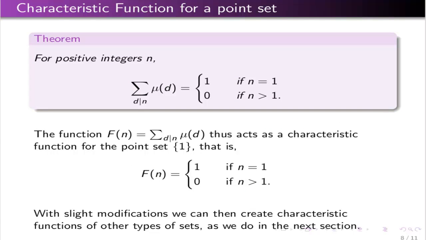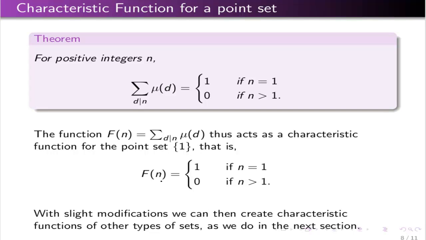Okay, now, having formally defined the mu function, we now have to come back to the beginning and prove that the characteristic function we were looking for is really a valid theorem here. So we claim for any positive integer n, if I sum over the divisors of n of mu of d, this will come out to be 1 when n is 1, and 0 for all other positive integers. And thus, if we call this summatory function capital F, it acts as a characteristic function for the singleton point set 1.